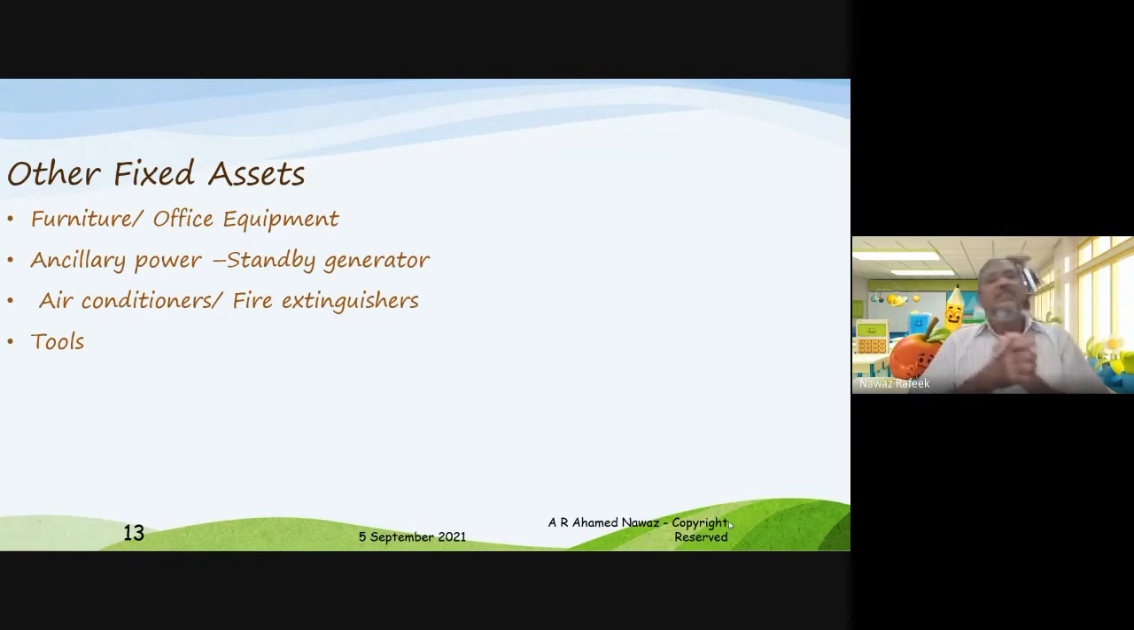The tools used by the manufacturing organization, what tools they use, and what the value of the tools is. Normally, we are not giving any facility against tools, but we have to check the usage of tools and the updating of tools.